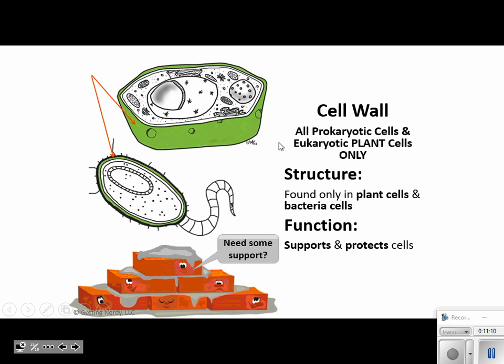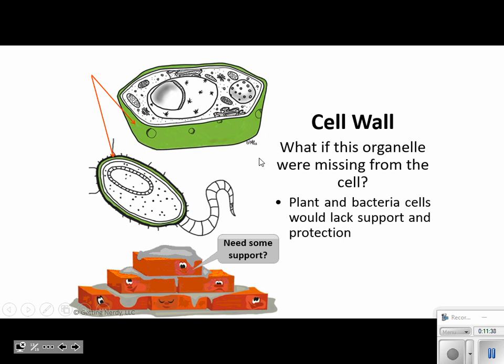The function of the cell wall is to support and protect the cells. It kind of gives the cell an outer cushion. So the cell wall gives the cells an outer cushion. If the cell wall wasn't present, okay, plant cells and bacteria would lack protection, and they would also lack the support that the cell wall provides. Okay?